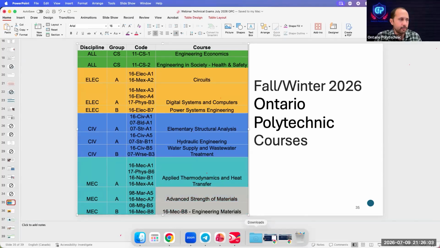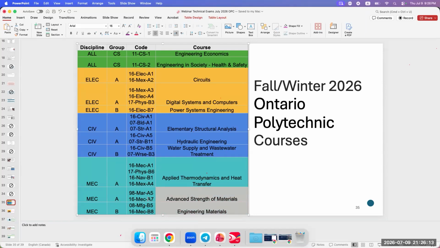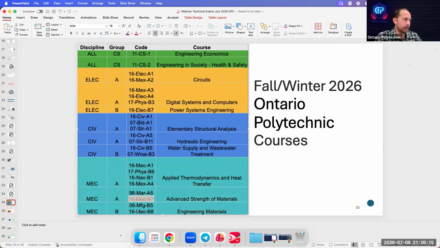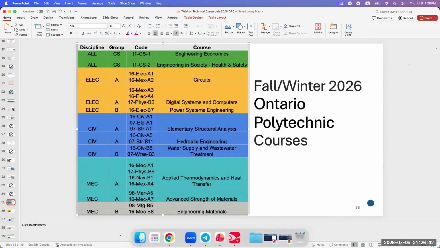Advanced strength of materials is not easy, but it's okay. You can pass it with 65%. Advanced strength of materials and engineering materials. Okay, so Mechanical A7 from group A and Mechanical B8 from group B. Actually, these two have one instructor, so they can cover them together, but they are two separate courses. If A7 and B8 give more chance to get the 65, I will do the registration for that.